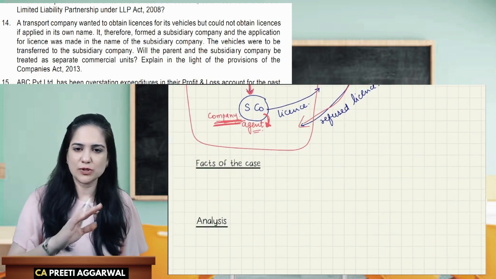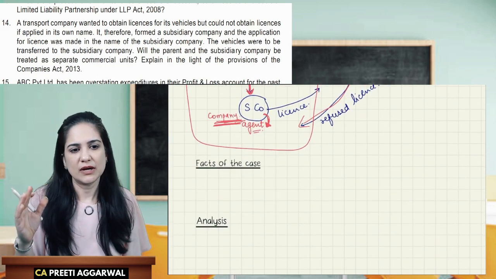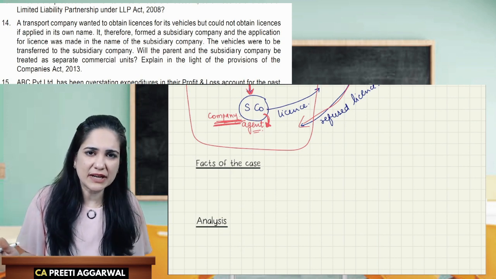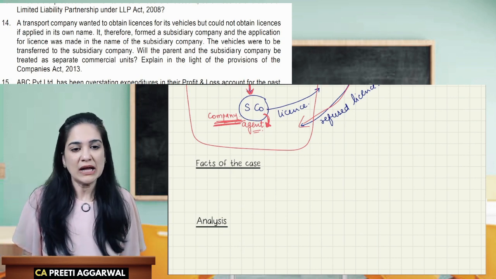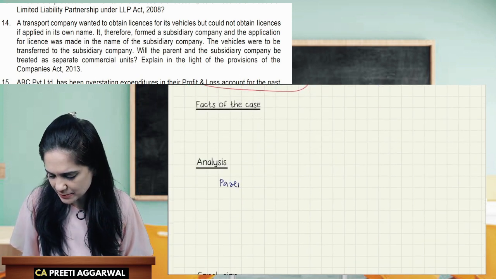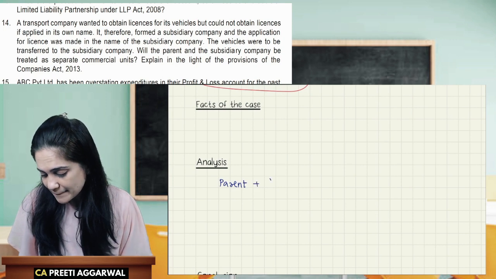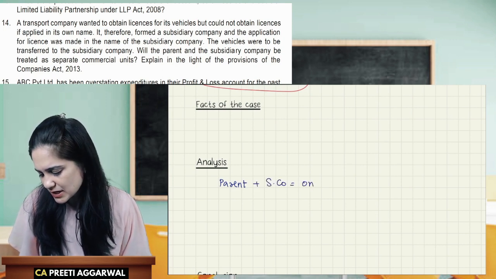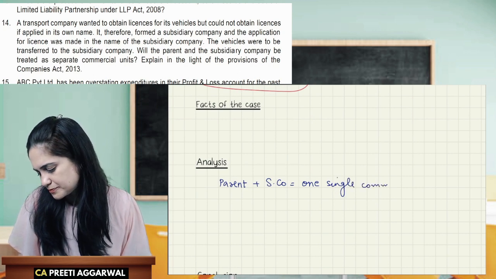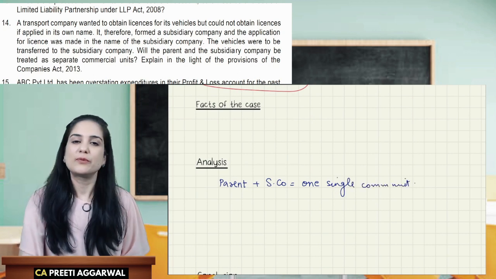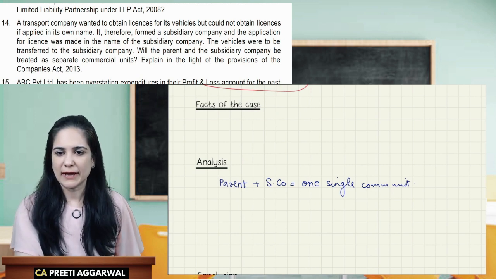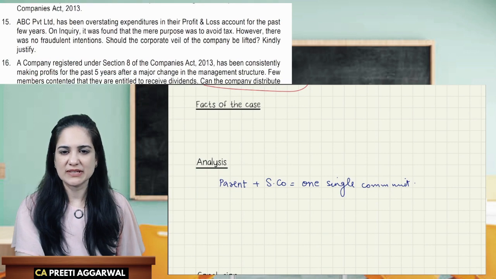In the facts of the case, you will mention the fact that a transport company formed a subsidiary. They applied for the licenses in the name of the subsidiary. They were refused. In this case, the parent and the subsidiary company, you can use the word holding also, are considered as one single commercial unit. Corporate veil is lifted. They are considered as one and the same. So they will not be considered separate.